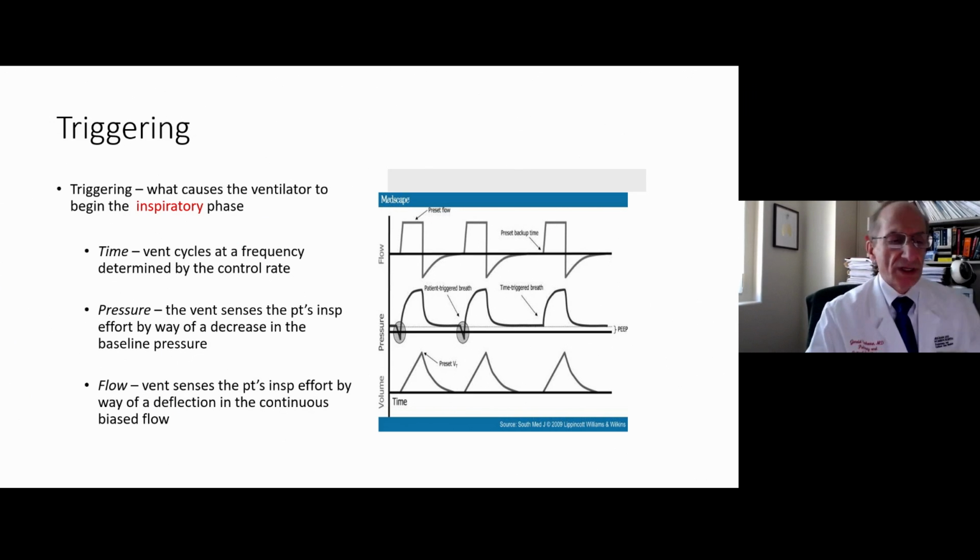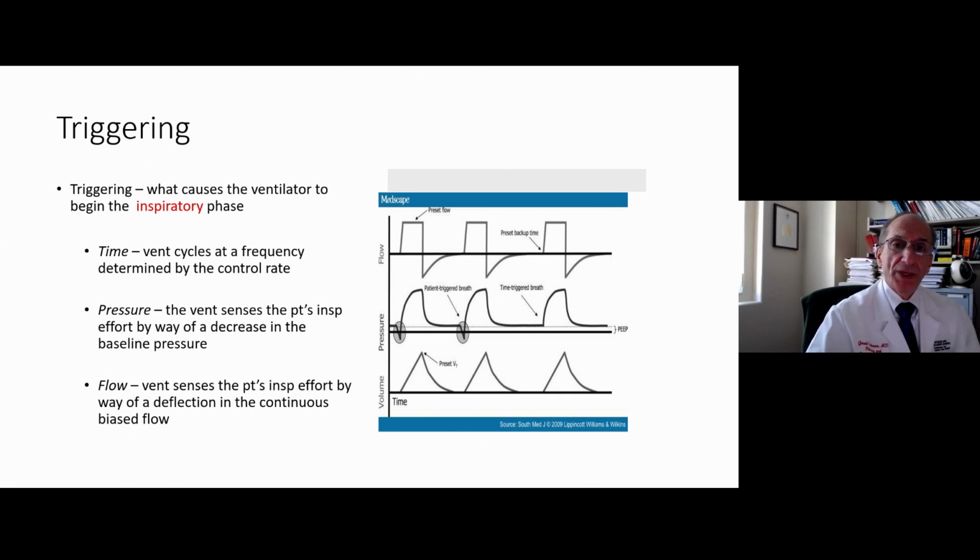In a moment, we'll talk about what triggering and cycling mean. Just to start with, again, basics of mechanical ventilation. Triggering is really just a term for when the mechanical ventilator initiates the inspiratory phase of the cycle. And that can be done in several ways. If we're using time, let's say we're giving a patient 10 breaths per minute, then every 6 seconds the ventilator will know to begin auto-triggering the inspiratory cycle.